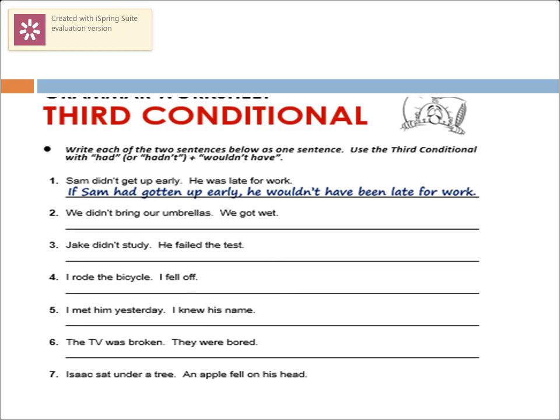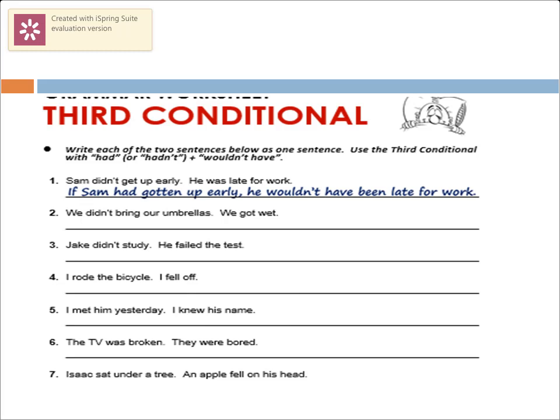So now observe the structure. Had gotten, past perfect; wouldn't have been, it's the perfect participle. Okay, we didn't bring our umbrellas, we got wet. Had we brought our umbrellas, we would not have gotten wet. Jake didn't study, he failed the test. Had Jake studied, he wouldn't have failed the test.